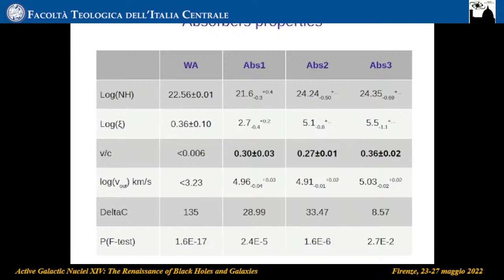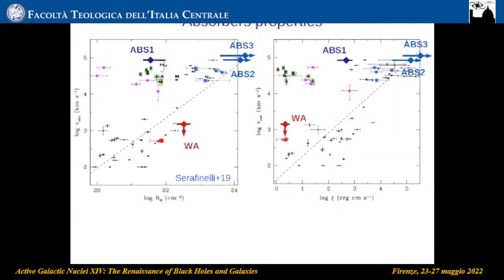So, this is the warm absorber that is always there, but the parameters of these absorbers are shown in this table. Basically, you have 2 high column, high ionization parameter absorbers and 1 low column and low ionization parameter, but the velocities are all pretty high and consistent within the errors with each other, more or less.